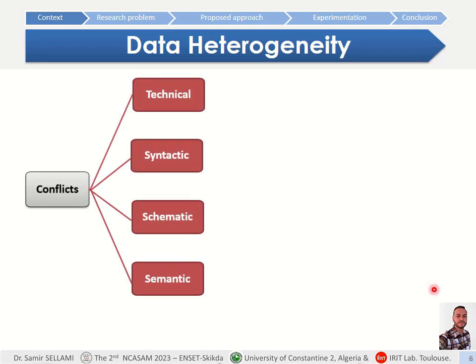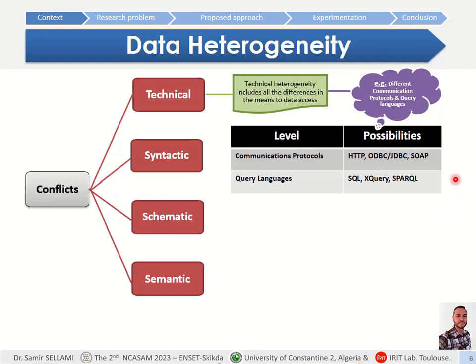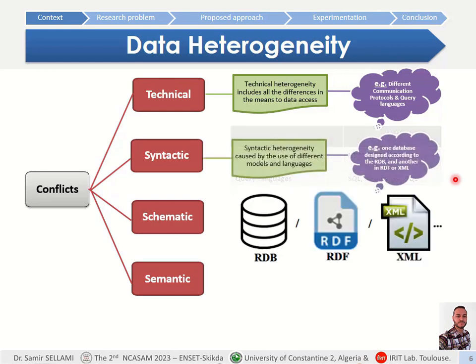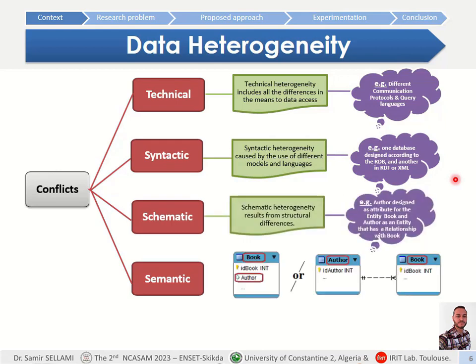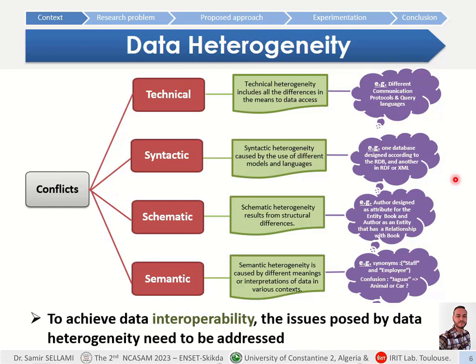However, this data variety on the web leads to data heterogeneity problems. Heterogeneity conflicts can be classified into technical, syntactic, schematic, and semantic conflicts. Technical heterogeneity includes all the differences in the means of data access, for example, different communication protocols or query languages. Syntactic heterogeneity is caused by the use of different models, for example, relational, RDF, or XML models. Schematic heterogeneity is the result of the use of different structures or schemas to model the same reality, and semantic heterogeneity is caused by different meanings and interpretations of data in different contexts, for example, synonyms or confusion conflicts. So to achieve data interoperability, the issues posed by data heterogeneity need to be addressed.